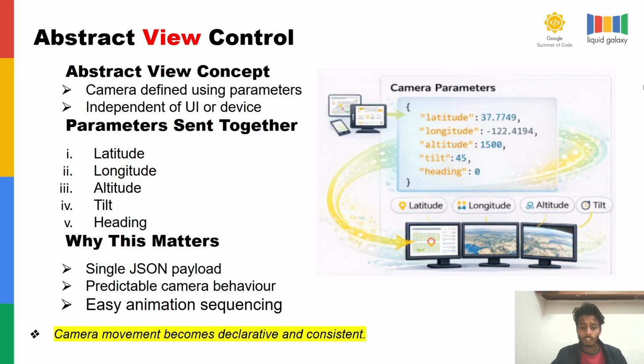Why does this matter? First, it is just one JSON payload. Second, the camera behaves in a predictable way every time. And third, it becomes very easy to create a smooth animation by sending a sequence of these camera views. So instead of telling the camera how to move step by step, we simply tell it where to go. And that makes the camera movement consistent, declarative, and much easier to control.